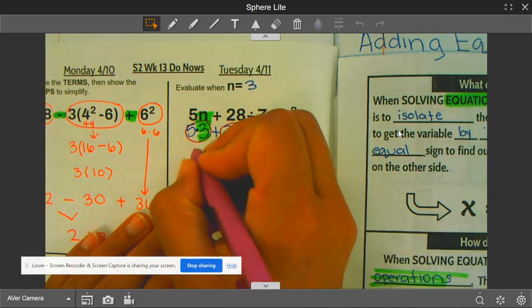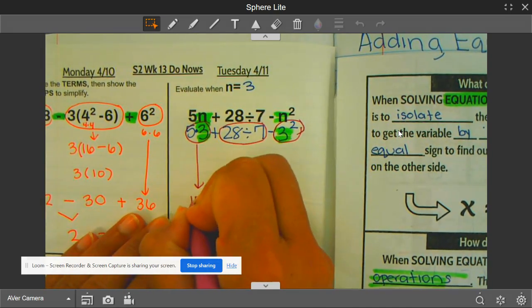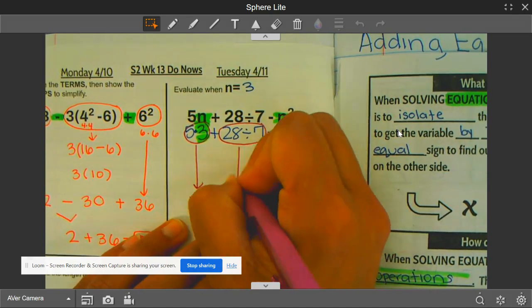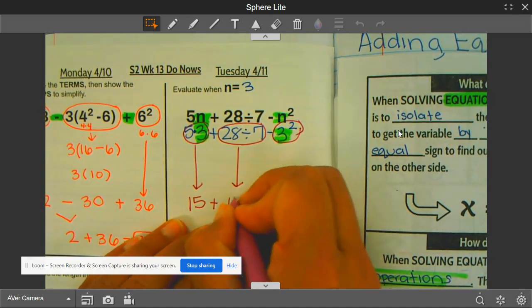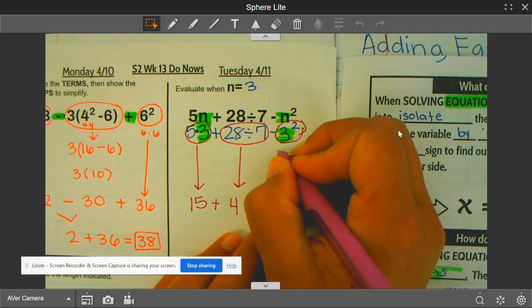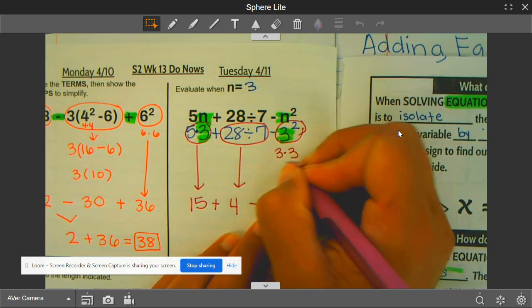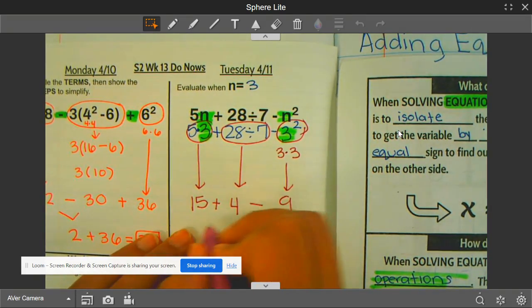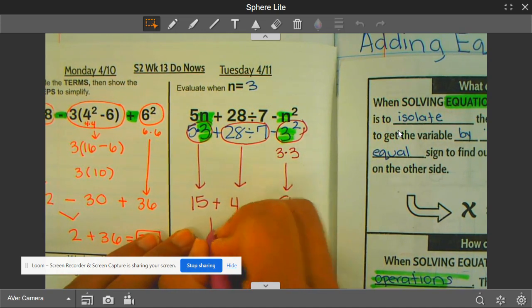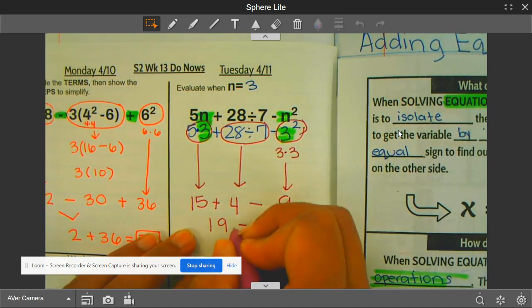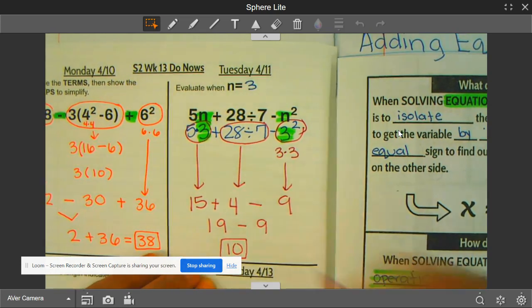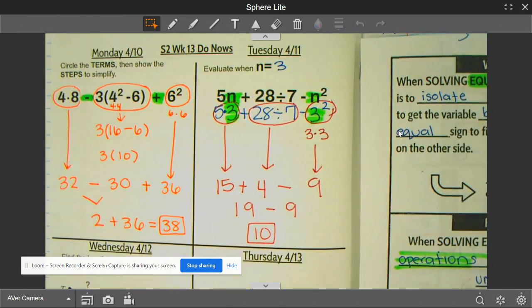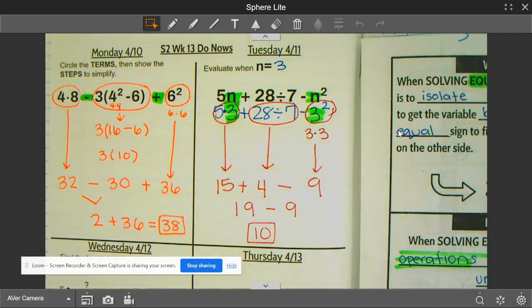Okay, so I end up with 5 times 3, which is 15, plus 28 divided by 7, which is 4, minus 3 to the second power. Yep, that is 3 times 3, which is 9. All right, now in order from left to right, so I have 19 minus 9, which is 10. Check your work, fix anything that needs to be fixed. Okay. And then let's go ahead and move on.